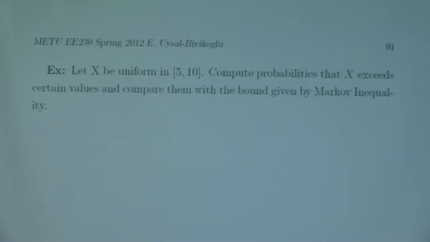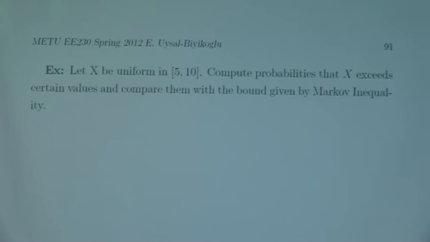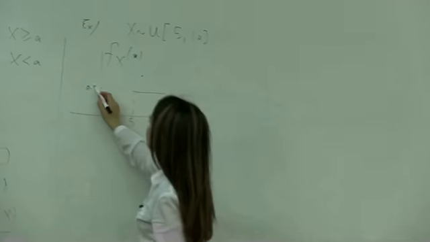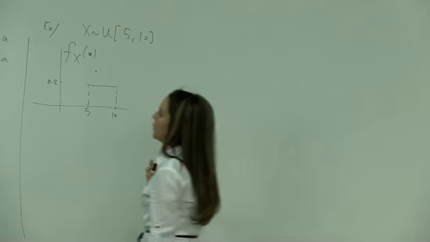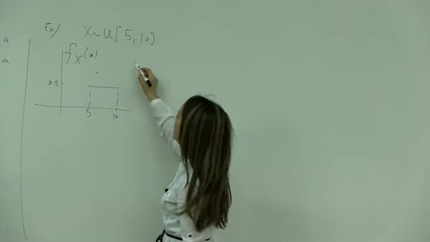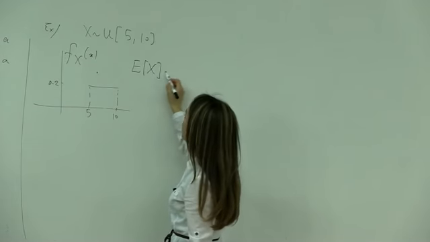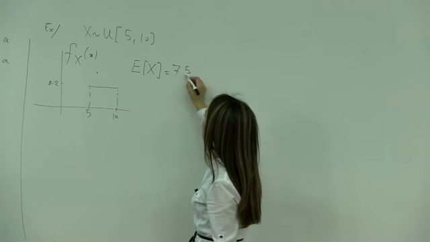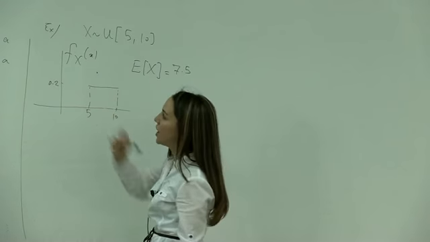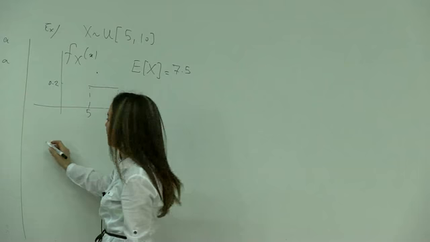So x is uniformly distributed in 5 to 10. So here is my PDF. This is 5, this is 10, and this is f of x. It's equal to 0.2 in this range. Okay. Now let's compute, for example, using this. Well, first of all, what is the expectation of x in this example? Great, 7.5.